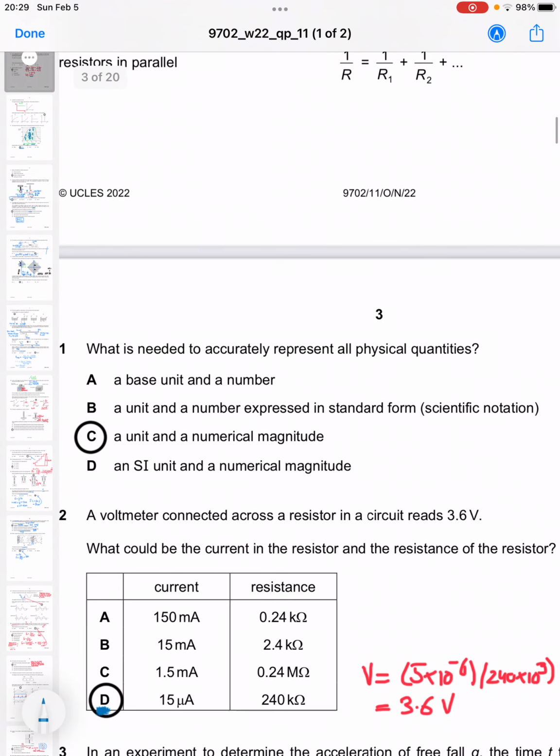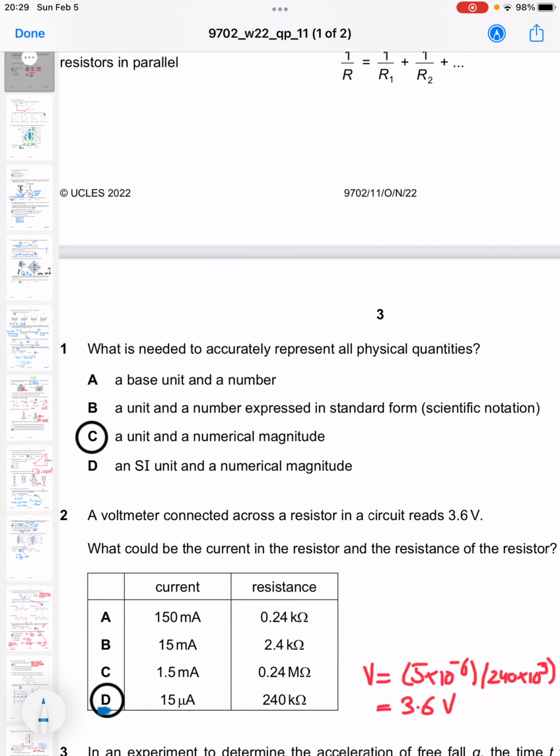Question number 1 says, what is needed to accurately represent the physical quantities? So a physical quantity consists of a unit and a magnitude, so C is the appropriate answer.